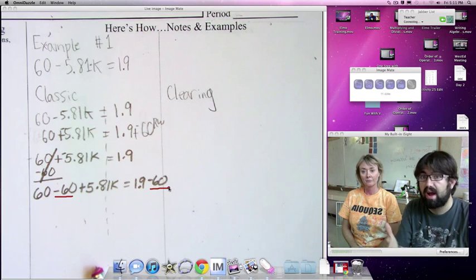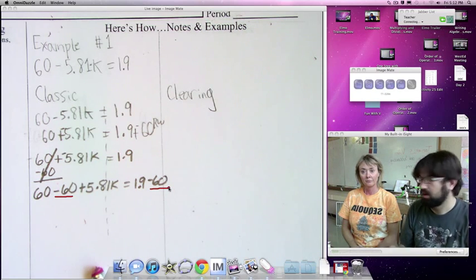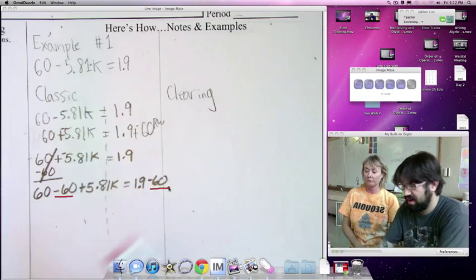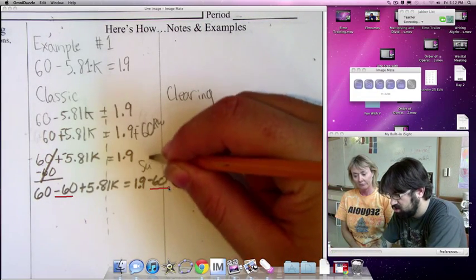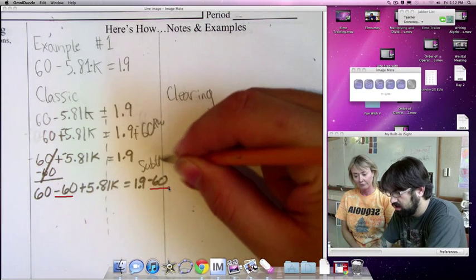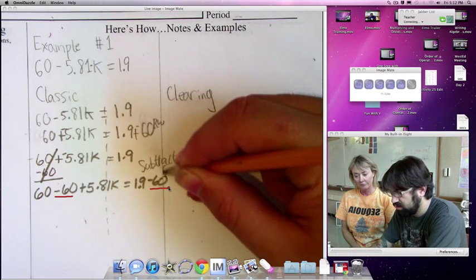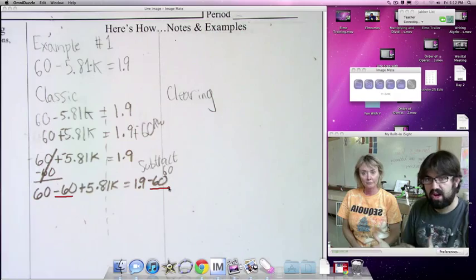She decided to rewrite it with the minus 60 right there. Totally all for that. Okay, that's fine. So I'm going to write down what she did. She wanted to subtract 60 from both sides. She subtracted 60 from both sides.